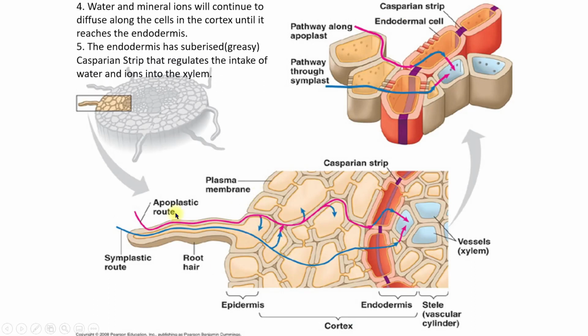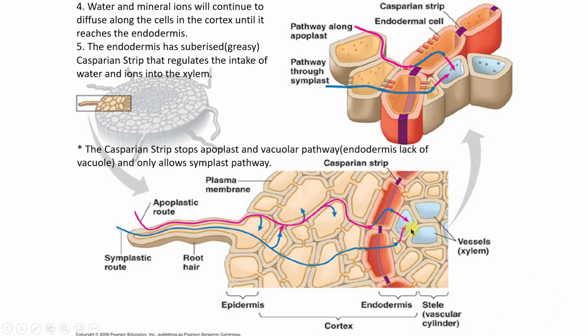Now, this water and mineral ions will continue to diffuse along the cells in the cortex until they reach the endodermis. You can see here, this is the endodermis. This endodermis has a Casparian strip, and this Casparian strip is suberized, or in other words, greasy. That regulates the intake of water and ions into the xylem. You can see here, this is the xylem, and the intake of water and mineral ions or solutes into the xylem is regulated by the Casparian strip.